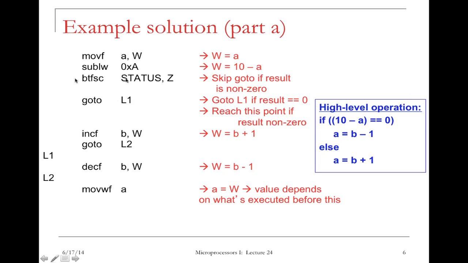Let me explain this again. For this subtraction, if the result is not a 0, it will clear this 0 flag. And in that case, this BTFSC will find that the 0 flag is a 0. That's the C, that's cleared. So it will skip the next instruction, which is this go to instruction. And in that case, it will execute this increment and then go to L2.